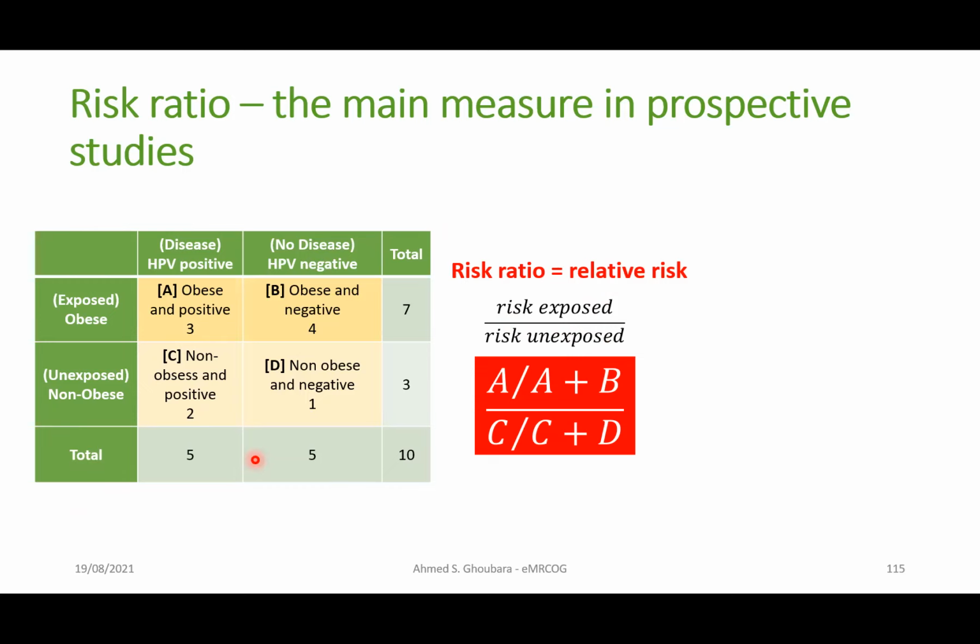Usually we don't use the odds ratio in prospective cohort studies, for some statistical reasons. It's not your business here today. So for a prospective cohort study, we use the risk ratio.